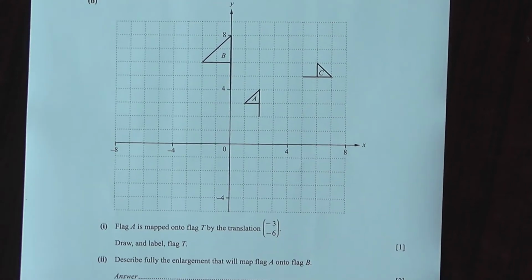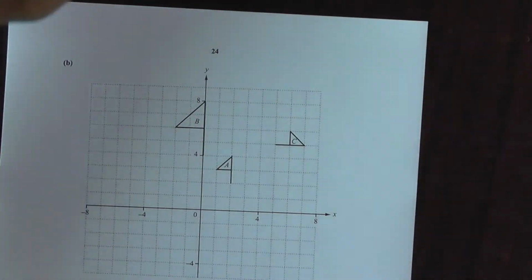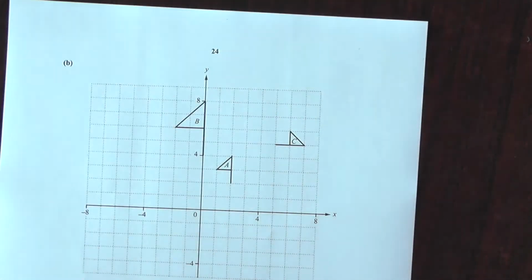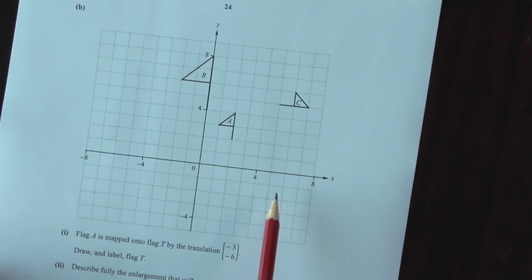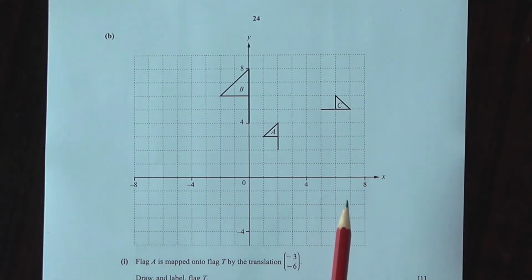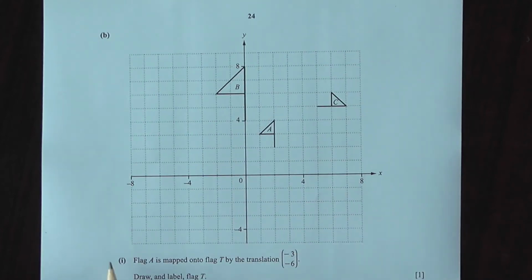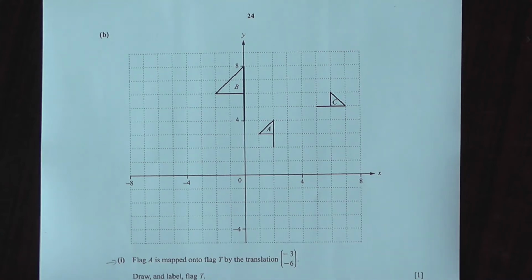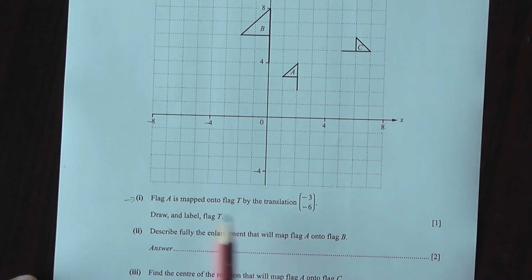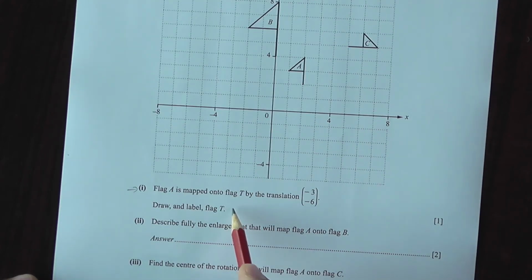So in the last part, they've given us this grid. I hope this grid is visible. In this grid, there are 3 flags, A, C and B. Part 1 says flag A is mapped onto flag T by translation -3 and -6. Over here in the first part, it says translation -3 and -6. It says draw and label T.